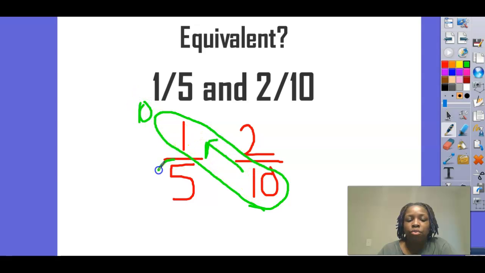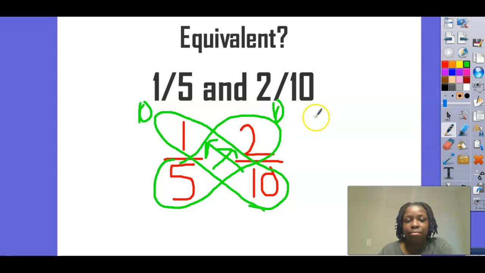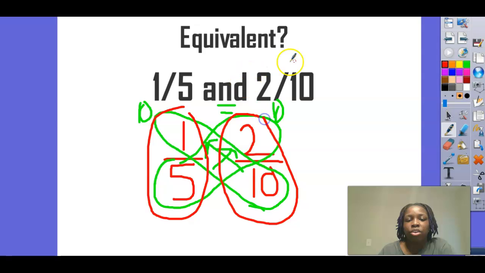And then I'm going to do 5 times 2. Sounds easy, right, you guys? And what is 5 times 2? Good, 10. So are 10 and 10 the same number? Yes, they are. So that means if 10 and 10 are the same number, 1/5 and 2/10 are equivalent. These are equivalent. So yes, these are equal.